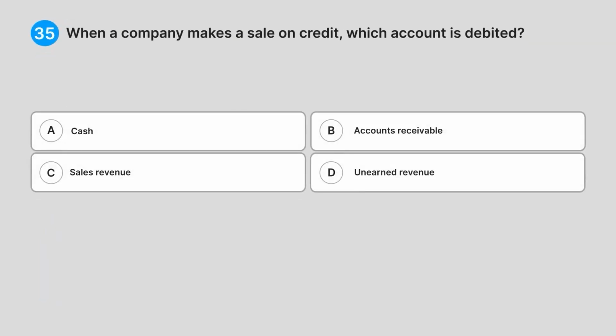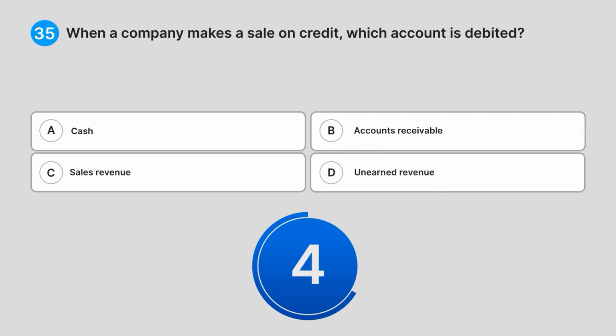35. When a company makes a sale on credit, which account is debited? A. Cash. B. Accounts receivable. C. Sales revenue. D. Unearned revenue. Do you know the answer?